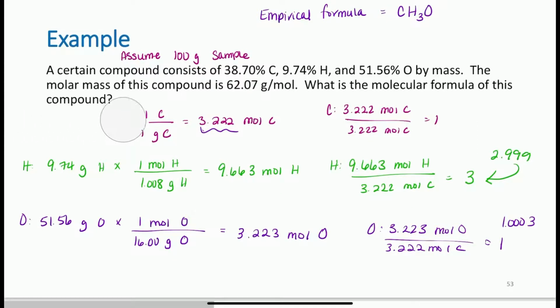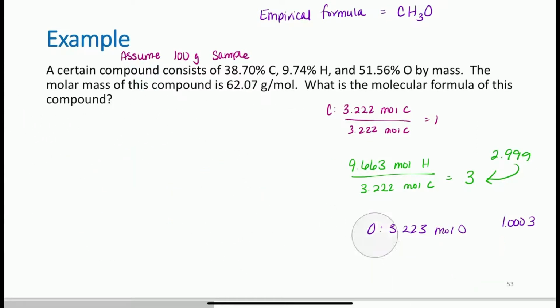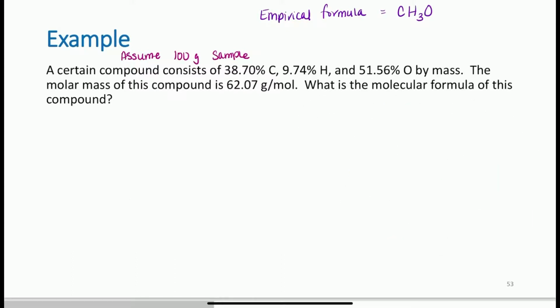Now I need some space here, so I'm going to erase this. But I'm not done with the question. I want to know the molecular formula. What I could do now is add up the molar mass of this empirical formula, the molar mass of CH3O: 12.01 plus 1.008 times 3 plus 16 is going to give me 31.03 grams per mole.